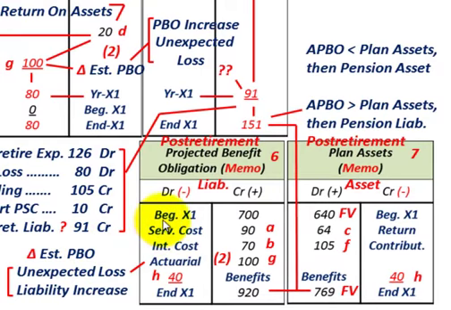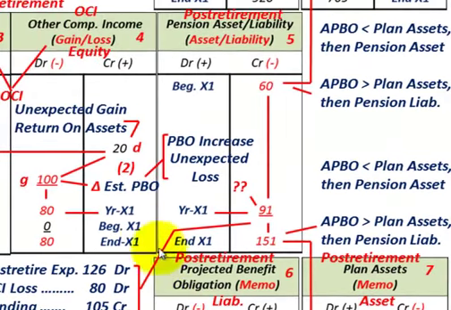So what you would do here, let's go up and look at it. Now we're going to go back to our other comprehensive income gains and losses. In this case, we had a change in our estimate of the post-retirement benefit obligation, and that's where we had the unexpected loss of $100,000. So we debit, or reduce, our other comprehensive income by $100,000.